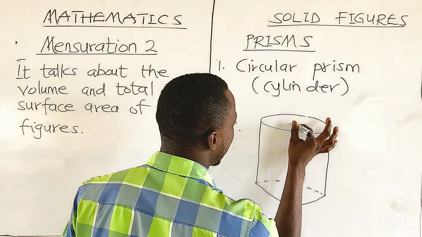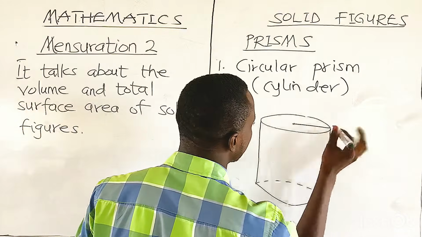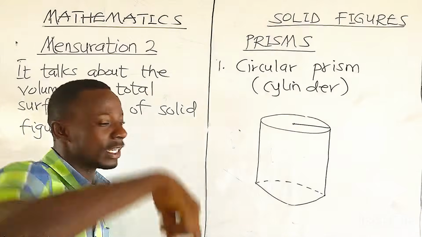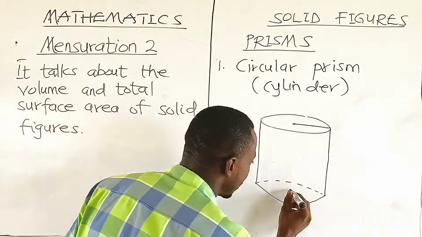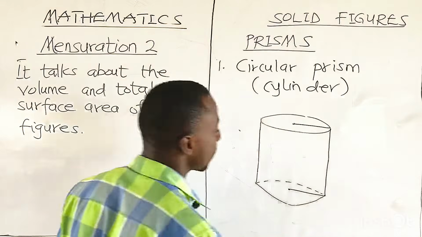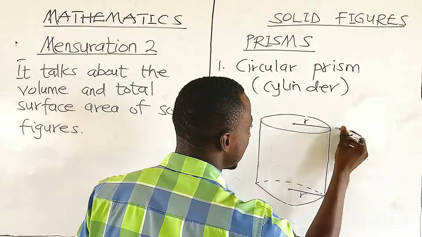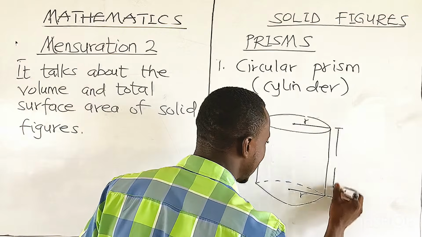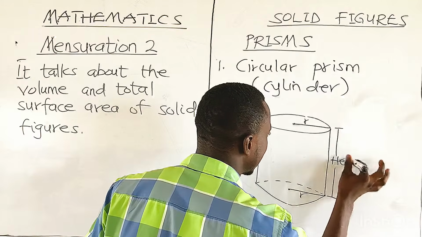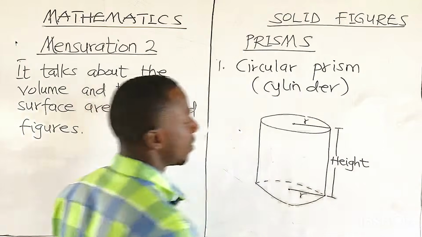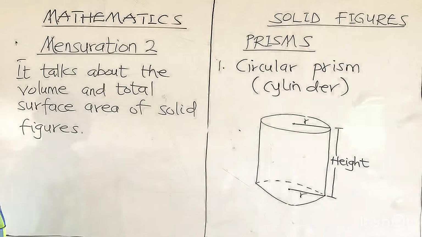Every cylinder has a common radius. So the radius of the circular top is the same as the radius of the circular base. So R is here, another R is here. Then we can get the height of the cylinder. So this is the first prism we have.